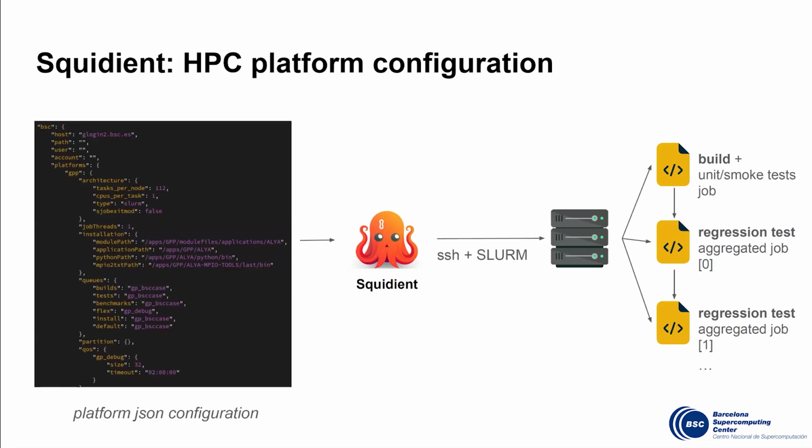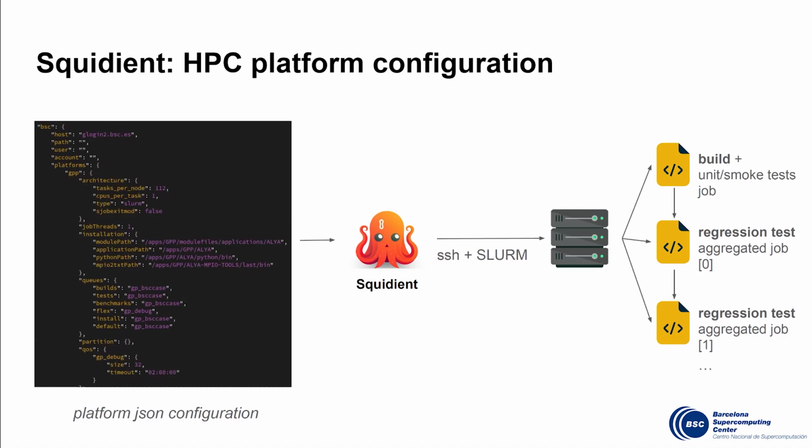The interest of Squidient is that it is able to manage easily the different HPC platforms we want to connect to. For this we use a JSON configuration file, like on the left, where we describe the HPC platform we want to connect to. We describe the architecture, the tasks per node, the CPUs per task, etc. We describe the installation path of the different tools we install to make Squidient work, and the queue we will use to run the different jobs.